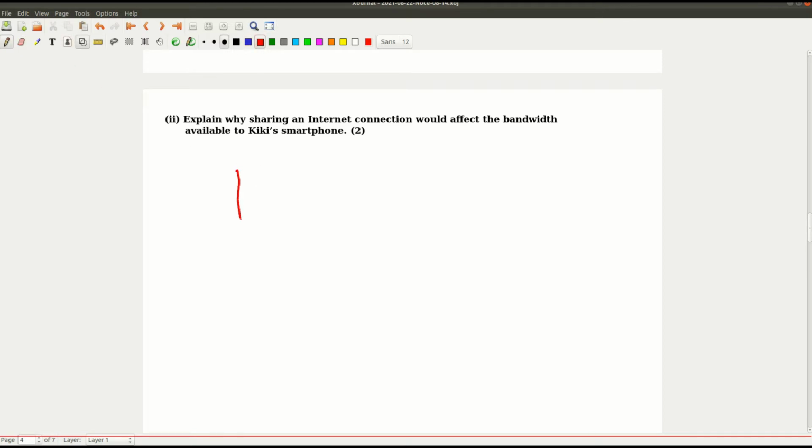So this is the 4 bandwidth she is getting. When she is divided between 2, what happened? This 2 is getting 1 device. So before Kiki was getting 4, now she is getting 2. So obviously it will affect her internet connection. Maybe it will be slower than before.